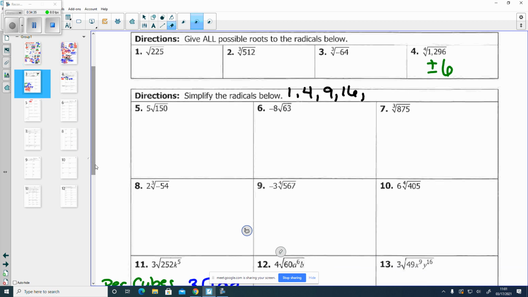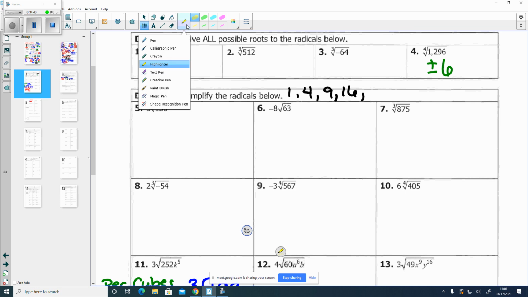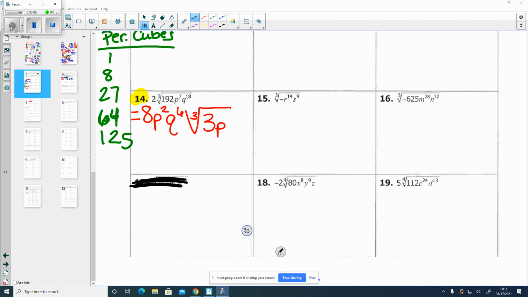So on page 3, go ahead and try number 8 on your own. So go to page 3. Then try number 8.